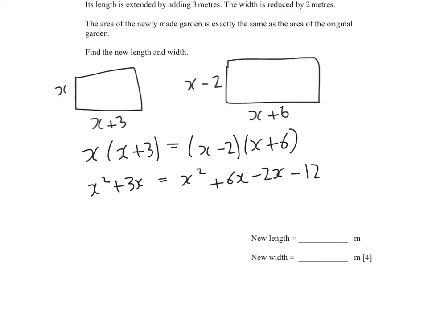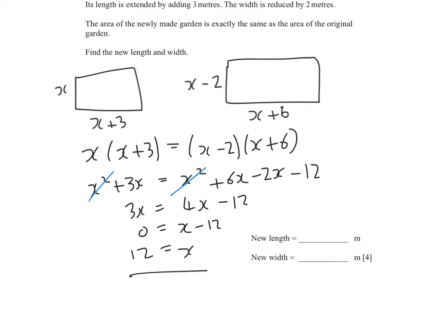We'll bring everything, well, there's x squared on both sides. If you subtract the x squared from both sides, they will actually disappear. You're left with 3x on the left, 6x take away 2x is 4x, and a minus 12. So what I would do then is take 3x from both sides, so 0 equals x minus 12, and add 12 to both sides. So we know x is 12.